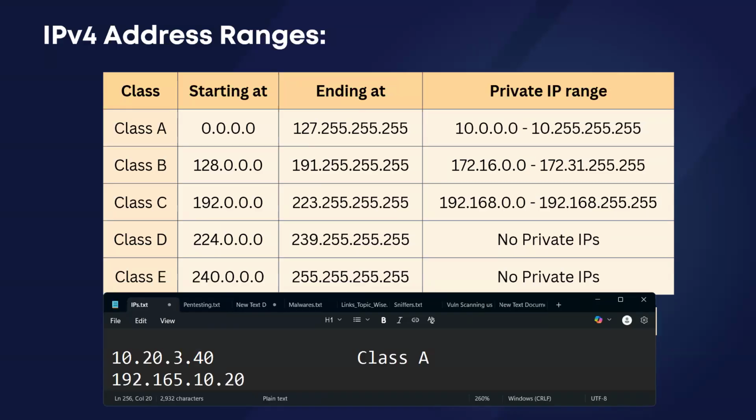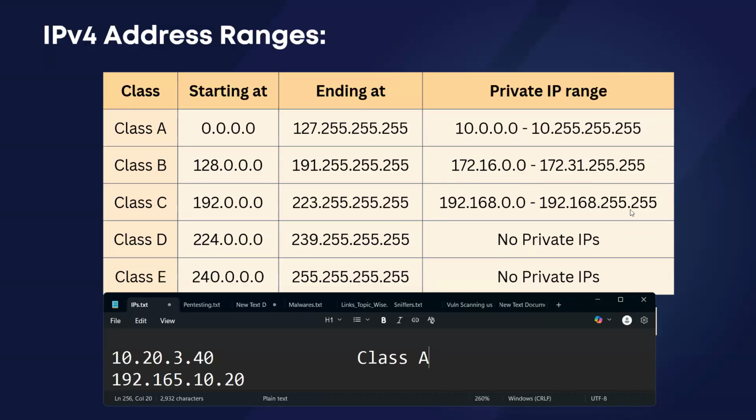Now that we know this is class A, we'll look at the specific range. For an IP to be a private IP in class A, the first octet needs to be 10. The remaining octets can be anything between 0 and 255. Similarly, for an IP to be a private IP in class B, what's the condition? The first octet needs to be 172. The second octet needs to be between 16 and 31. And the remaining two octets can be anything from 0 to 255. And for class C, the first octet needs to be 192. The second octet needs to be 168.